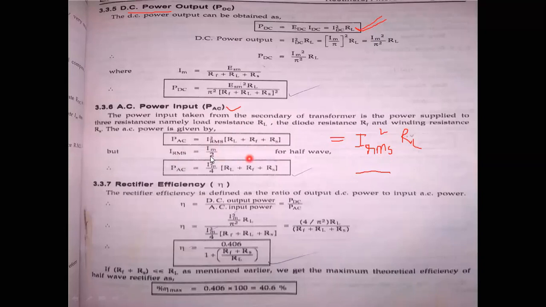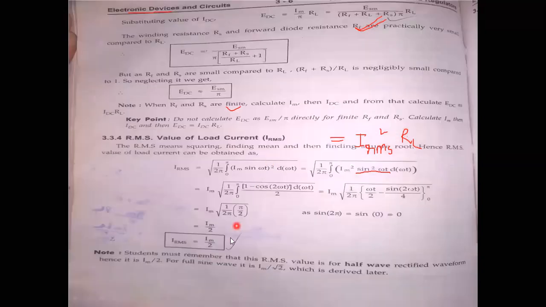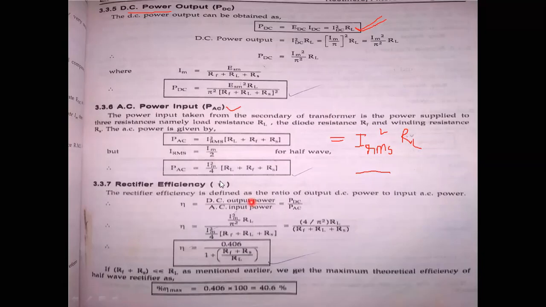So IRMS equal to Im by 2. You already found it. Substitute here. IRMS equal to Im by 2. So Im by 2 whole square means Im square by 4 into RL plus RF plus RS.